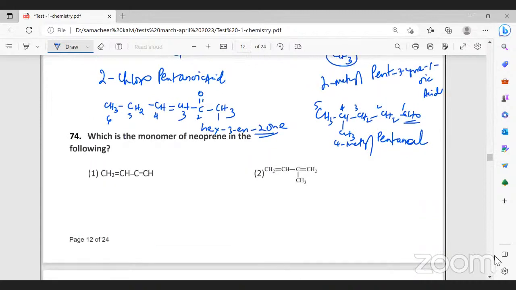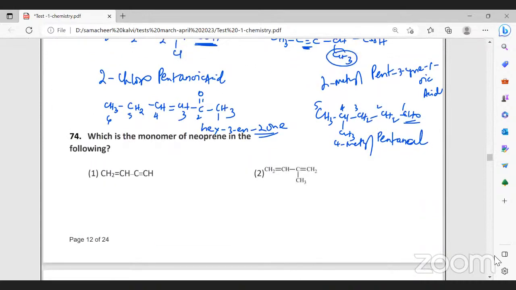The next one: which of the following is the monomer of neoprene? Now, isoprene is the monomeric unit in natural rubber. In natural rubber, the monomers are isoprene. In order to understand isoprene, we should know the structure.